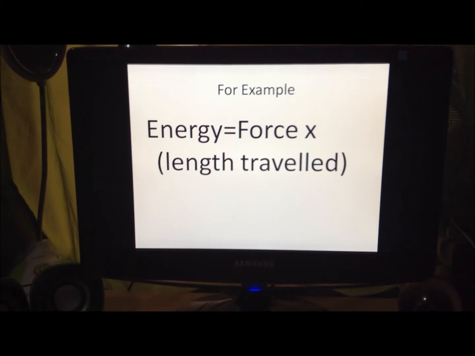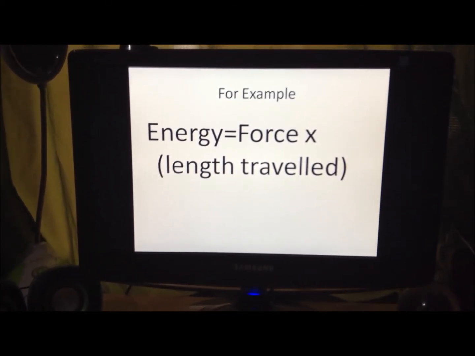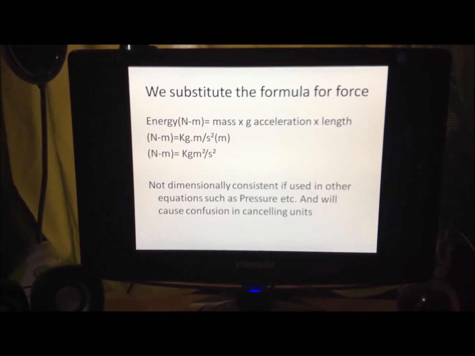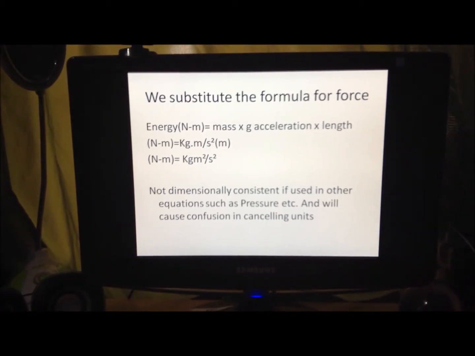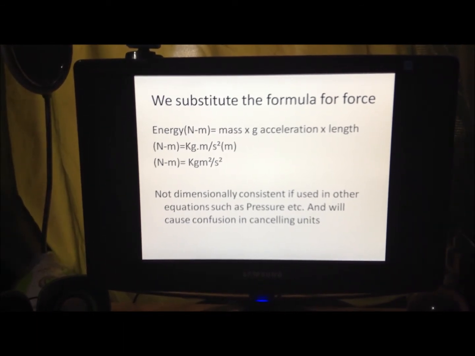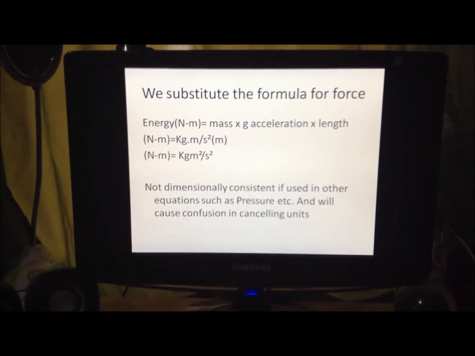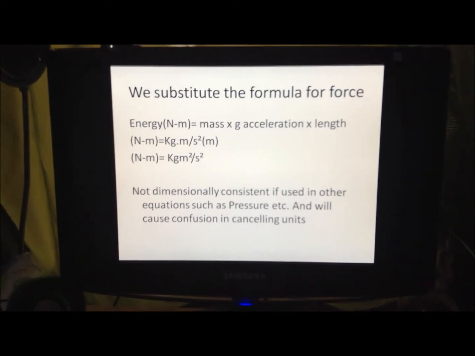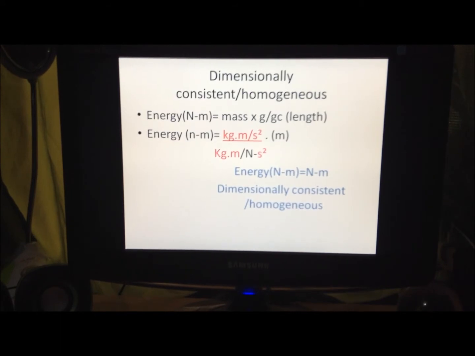For example, let's have the energy, which is equal to force times the length it travels. We substitute the formula for force. Energy is equal to mass times the gravitational acceleration times the length, so we have the unit of kilogram meter per second squared times meter. We will have kilogram meter squared per second squared, which is not dimensionally consistent if used in other equations, such as pressure, etc., and will cause confusion in cancelling units.